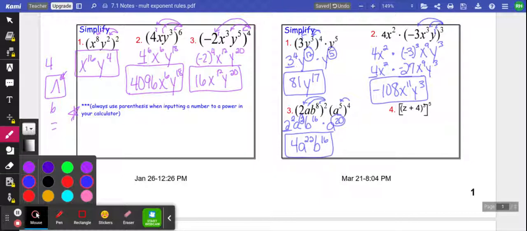Okay, and on these, last one, this is one whole term together since it has a plus sign in between it. So the only thing you have to do here is multiply the exponents, just like we've been doing on the other ones with parentheses. So this becomes z plus 4 to the 15th, and that's all you have to do for that guy. Okay, you'll have one like that on your homework, so make sure you pay attention to that one.